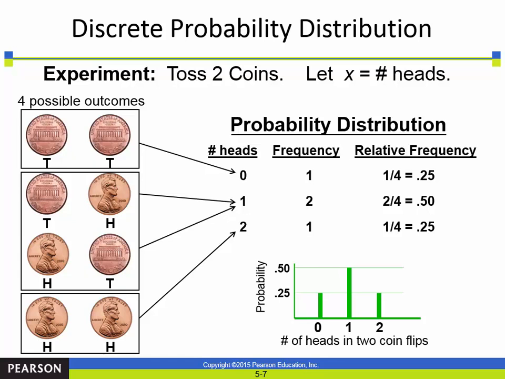All right, so here's a discrete probability distribution. We do 2 coin tosses. We have 4 possible outcomes, right? We could have 2 tails, a tail and a head, a head and a tail, or 2 heads. We put them on the chart. Number of heads: 0, 1, 2. The frequency: 1, 2, 1. Relative frequency. This is stuff we've done already.